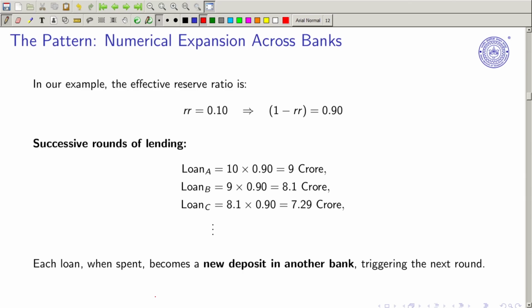Overall, this is the summary: if RR is 0.10, then 1 minus RR is 0.90. The successive rounds of lending are 10 into 0.9, which is 9 crore. For Loan B we receive 9 into 0.9, so 8.1 crore. For Loan C we again multiply by 0.9, and it comes out to 7.29. These are all excess reserves that are available for lending. This is also excess reserves, right? So this is what we are getting.